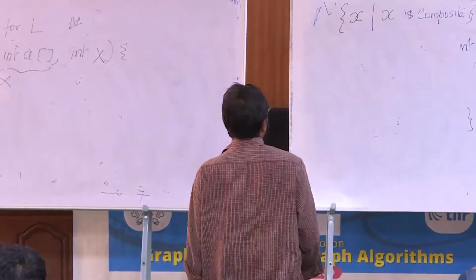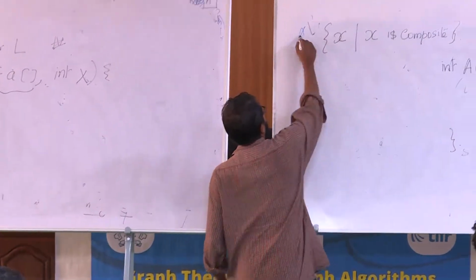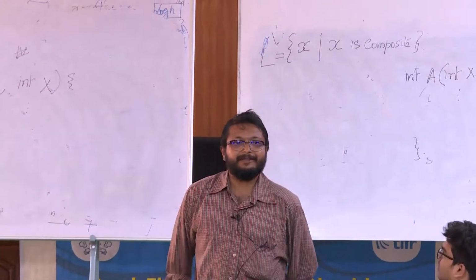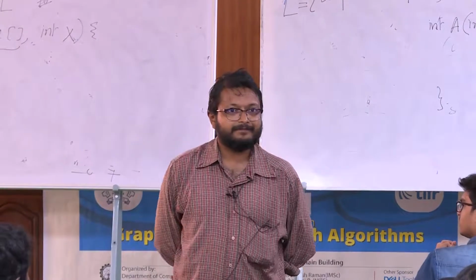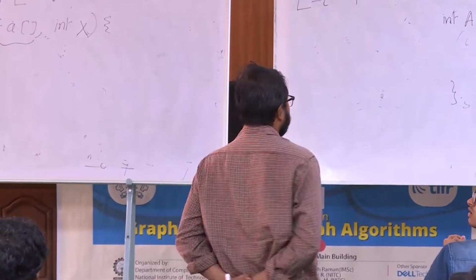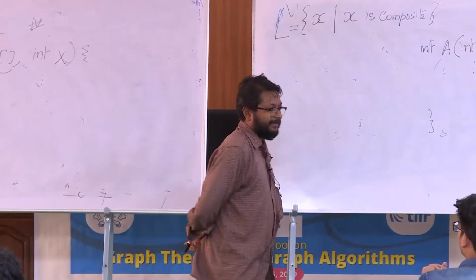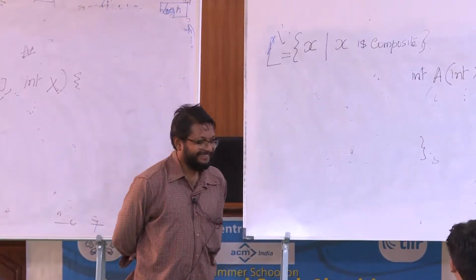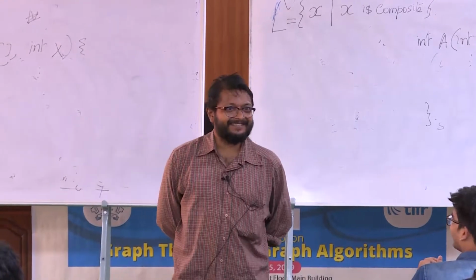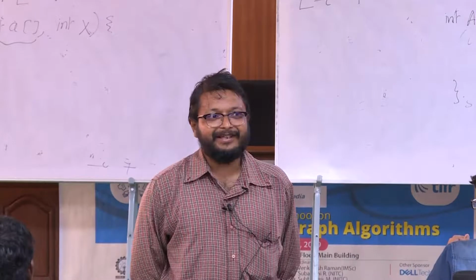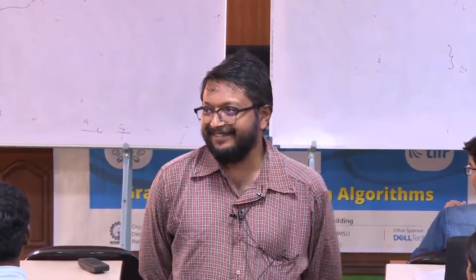What should your verifier for compositeness be? So this is your language. What should the verifier for compositeness be? You need to check whether y is not equal to 1 and y is less than x. So a little bit of work is there, but you should not let your verifier be cheated.